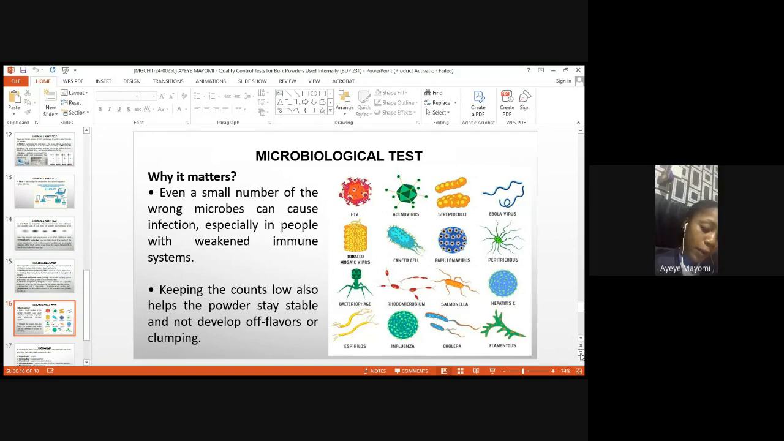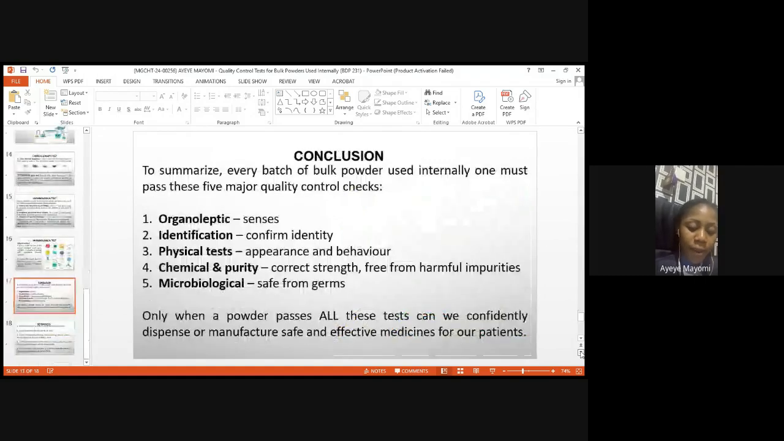So we move on to our conclusion. To summarize, every batch of bulk powders used internally must pass these 5 major quality control tests. Organoleptic tests means to sense, to perceive, or smell. The identification test means to confirm what you are preparing, your powder and everything. Then the physical test: the appearance and the behavior, what you are preparing, how it is, and the label and all that. Then the chemical and purity test: correct strength, free from harmful impurities.